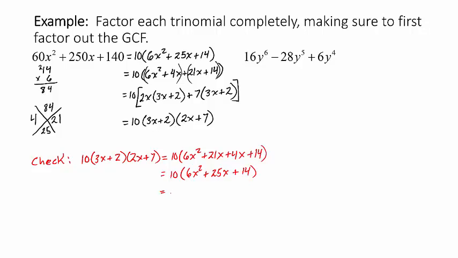And then distribute the 10 through. So 10 times 6x squared is 60x squared. 10 times 25x is plus 250x. 10 times 14 is 140. Okay, so we end up with 60x squared plus 250x plus 140. And that is the original expression that we started with.